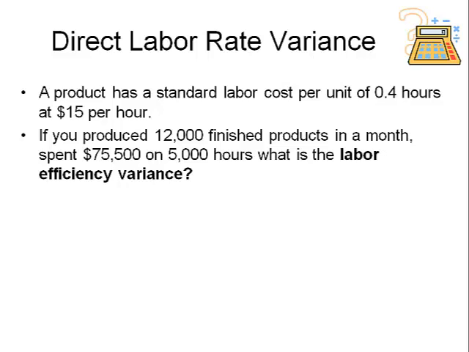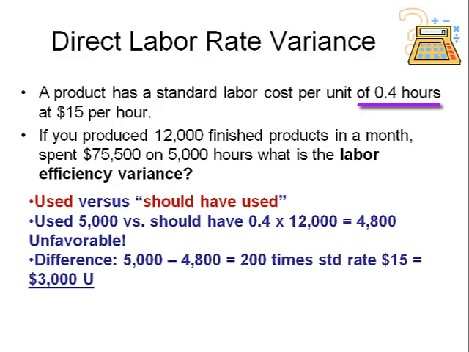What about the labor efficiency variance? We had enough facts in this problem to do the other variance as well. Now the labor efficiency variance compares how long it took you with how long it should have taken you. So it took them 5,000 hours to make the 12,000. So how long should it have taken them? Well, for each of those 12,000 that they made, they should have spent 0.4 hours. So we compare the 5,000 that they did use, or how long it took them, compared to the 0.4 for each of the units that they finished. And it's unfavorable because they used 200 more hours than they should have.